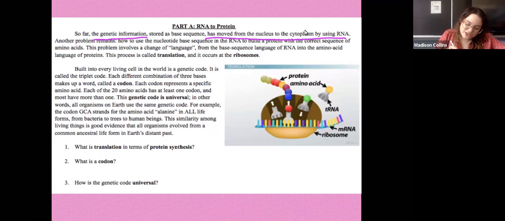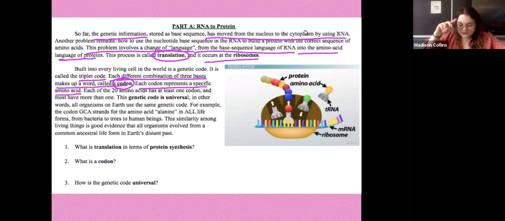This problem involves a change of language from the base sequence language of RNA into the amino acid language of proteins. This process is called translation, and it occurs at the ribosomes. Built into every living cell in the world is a genetic code. It is called the triplet code. Each different combination of 3 bases makes up a word called a codon. Each codon represents a specific amino acid. Each of the 20 amino acids has at least 1 codon, and most have more than 1.